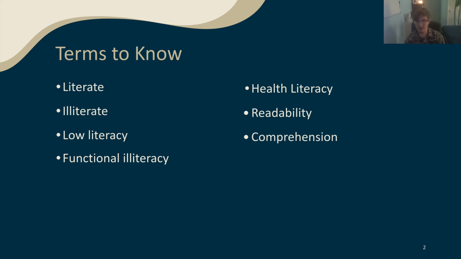So next we're going to talk about health literacy. Health literacy is essentially what it sounds like. It's the ability for someone to read and comprehend health-related materials in order to maintain their own health, essentially. Readability doesn't have to do with the reader or the patient in this case. It has to do with the materials. It's how easy is it to read through these materials. And comprehension is, once again, it's not just can you read something, do you know what it means? Can you truly understand it? And that's what comprehension really is.